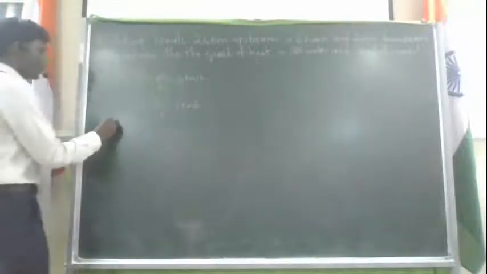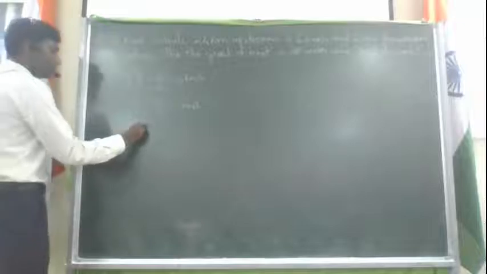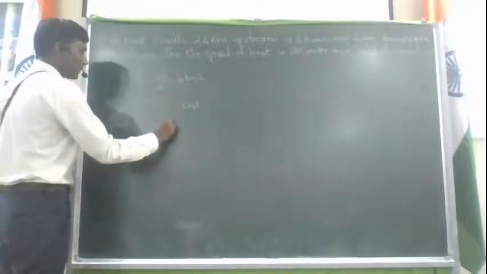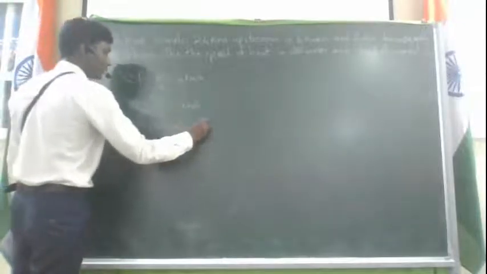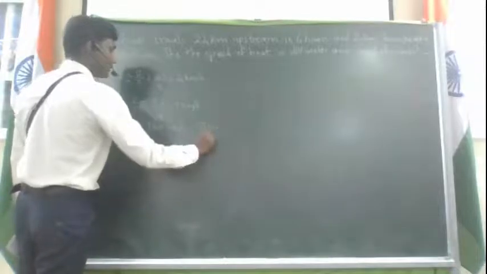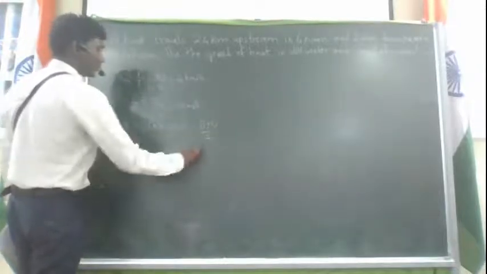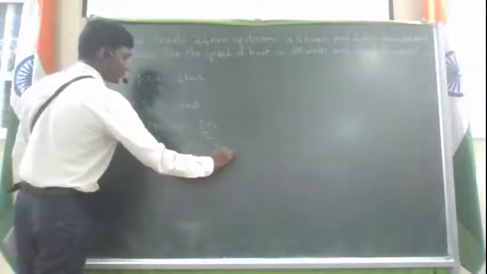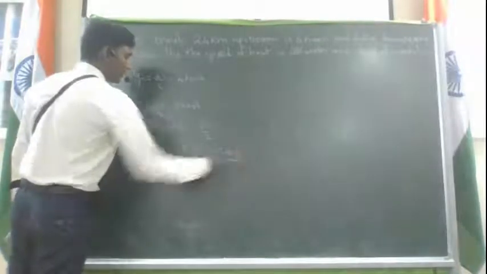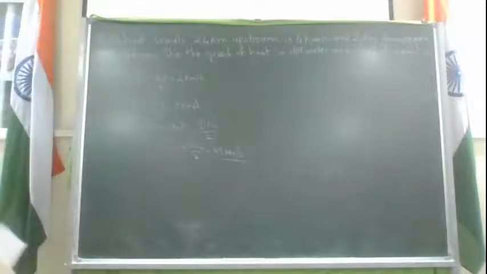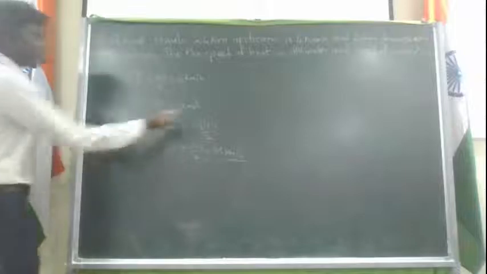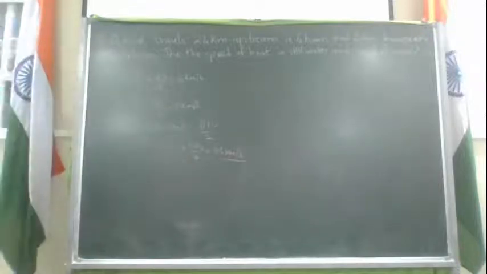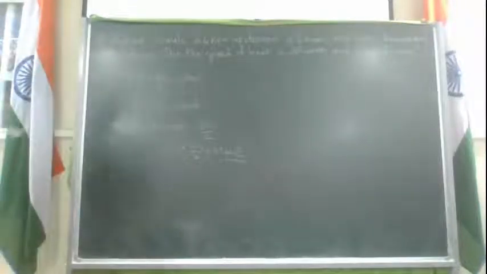So now the speed of the boat in still water is d plus u divided by 2. 5 plus 4 divided by 2, that is 9 by 2, 4.5 kilometer per hour. And the speed of the current is 0.5. Yes sir, 0.5. Just subtract and divide by 2. Got the answer? Understanding? Next.